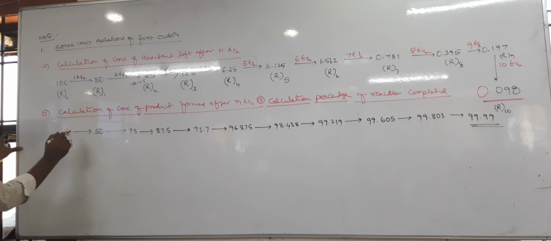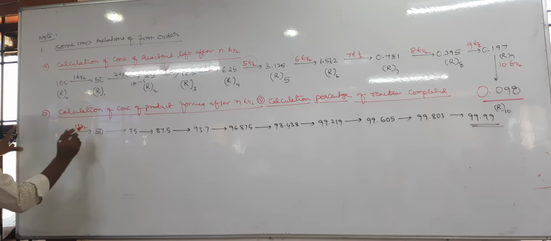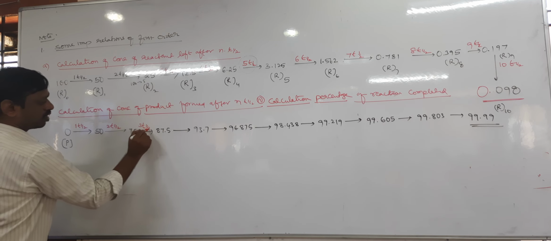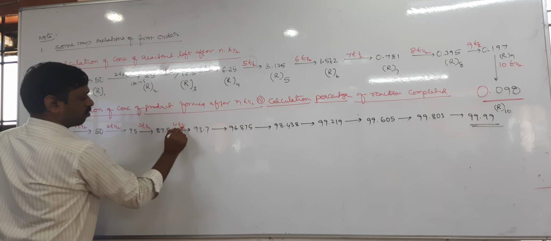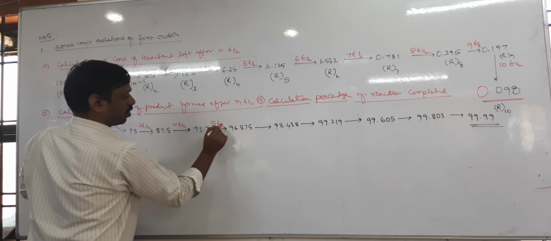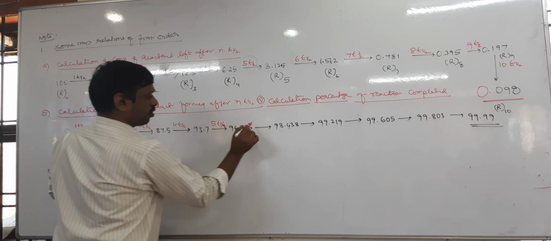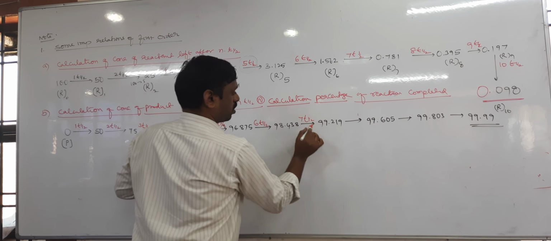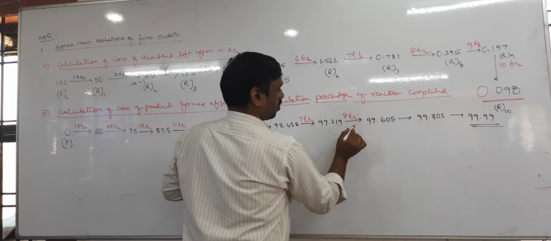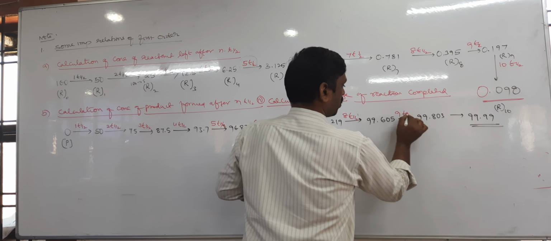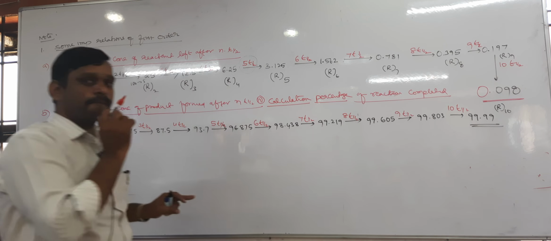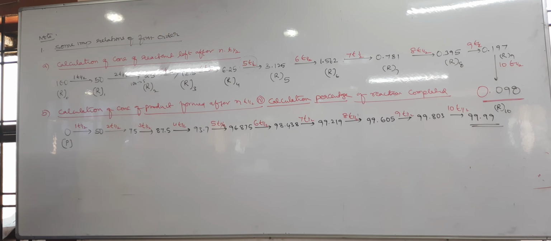Yeah, this is after 1 t half, right? 2 t half, 3 t half, 4 t half, 5 t half, 6 t half, 7 t half. Okay.